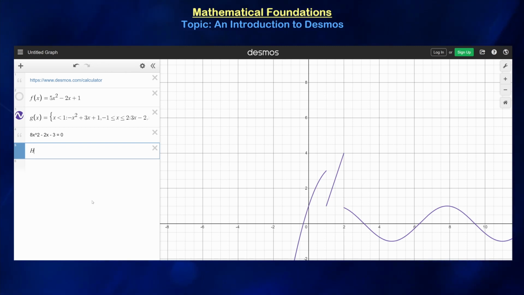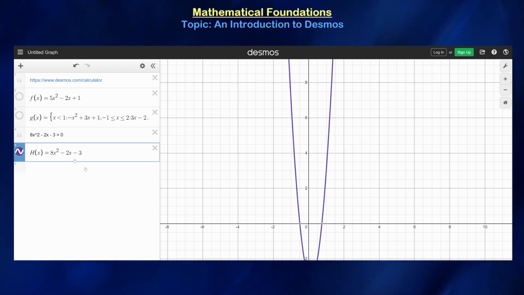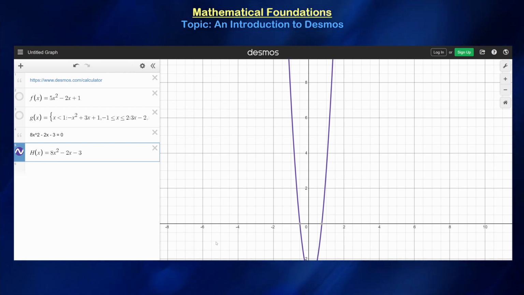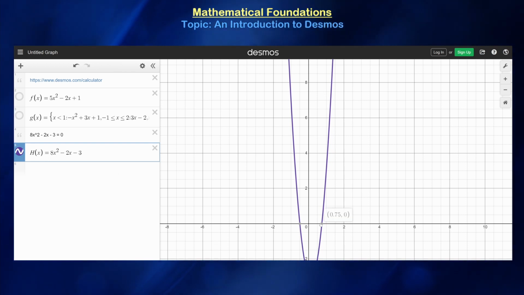Let's call this function h. Right? And let's define it to be that function that's set equal to 0. So 8x squared minus 2x minus 3. And let's turn off this other function since we're focusing on that. So the points for which this curve is equal to 0 is precisely the x-intercepts.